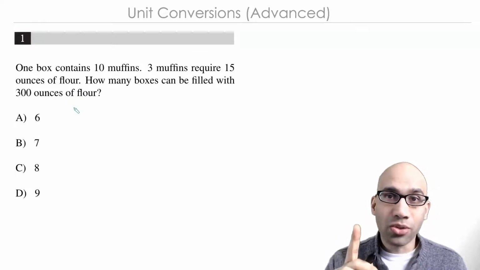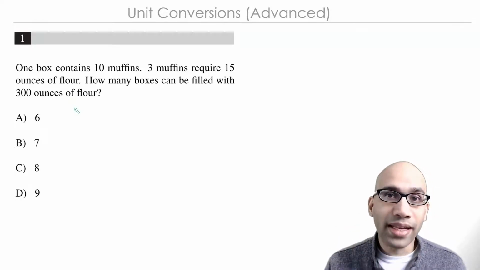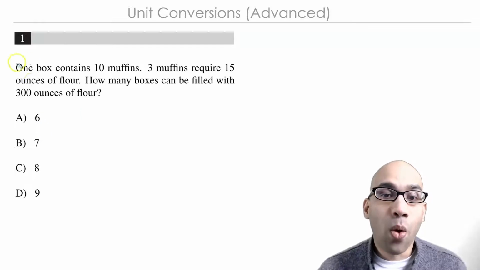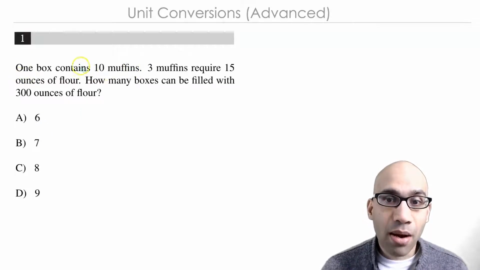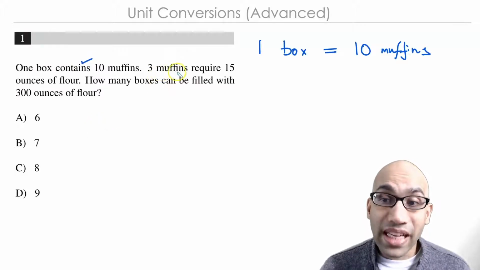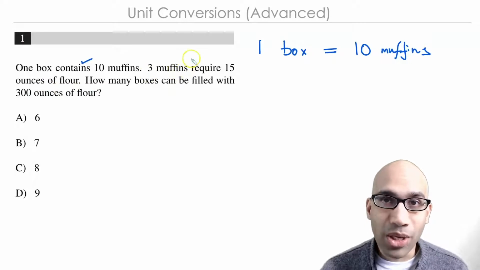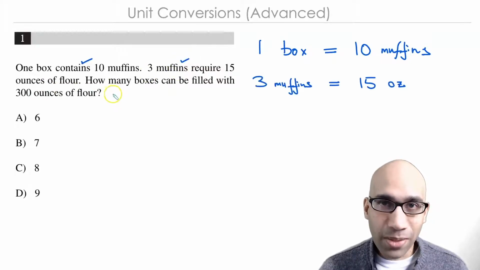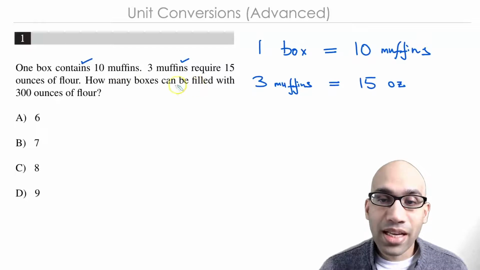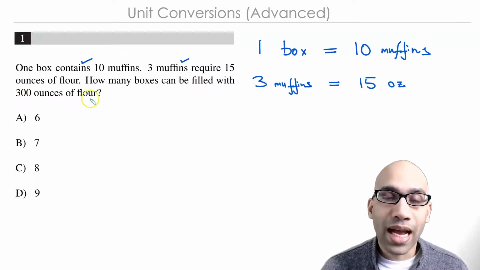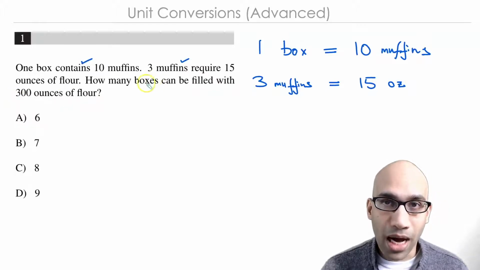The first thing you're going to do is write down all the corresponding equations. So you've got one box is equal to 10 muffins. So let's start with this first one and let's write it down. Then you've got 3 muffins require 15 ounces of flour. So let's write that equation down. And finally, we come to the last part of the problem. You're asked how many boxes can be filled with 300 ounces of flour. So you're asked what's the relationship between ounces of flour and boxes. So let's just write down 300 ounces right now.